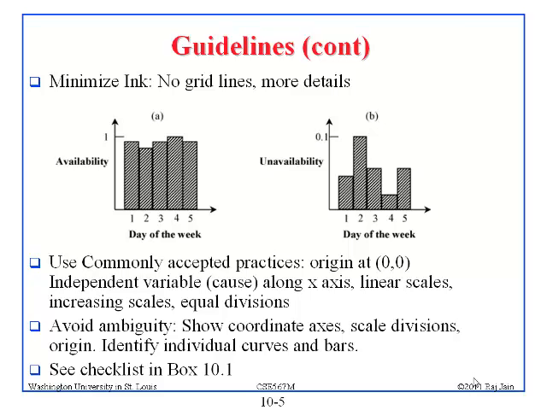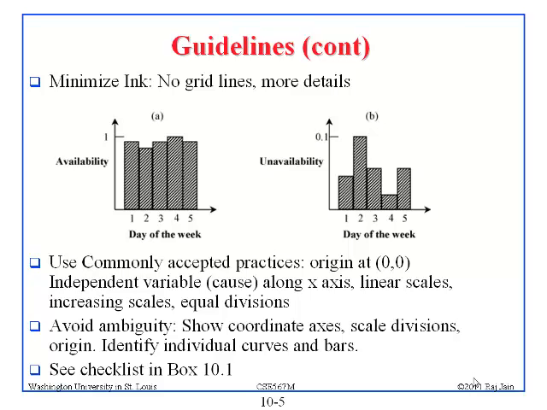Use increasing scale, and generally we want to show increasing scale. I have seen people showing the decreasing scale. Equal division, we generally expect things to be equal as opposed to non-equal. So there are exceptions to this. We have seen places, and we could go into examples, but I'm not going to go there right now. Avoid ambiguity. Show coordinate axis, scale divisions, origins, identify individual curves and bars.